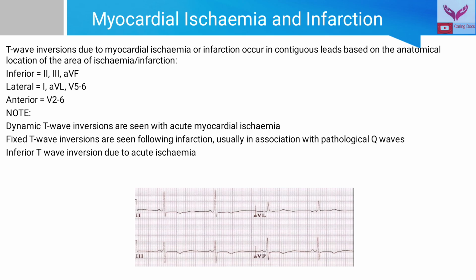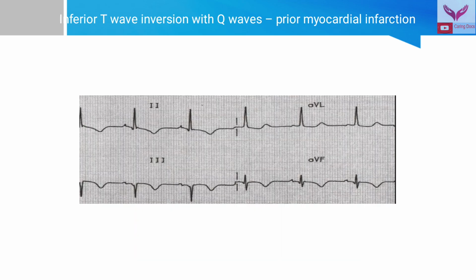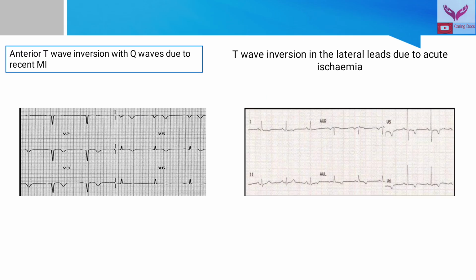Inferior T wave inversions are due to acute ischemia. Here we can see inferior T wave inversion with Q wave, suggesting prior myocardial infarction. In this ECG on the left, we can see anterior T wave inversion with Q waves due to recent MI, and on the right side, we can see T wave inversion in the lateral leads due to acute ischemia.